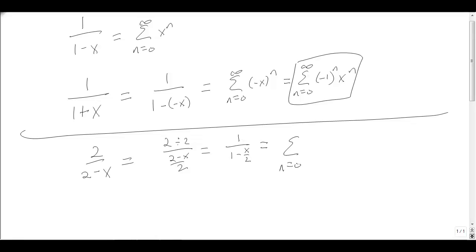So this should be a sum n equals 0 to infinity. Would be x to the n, but instead of x, we have an x over 2 to the n. And you might rewrite this as a sum n equals 0 to infinity, x to the n over 2 to the n.